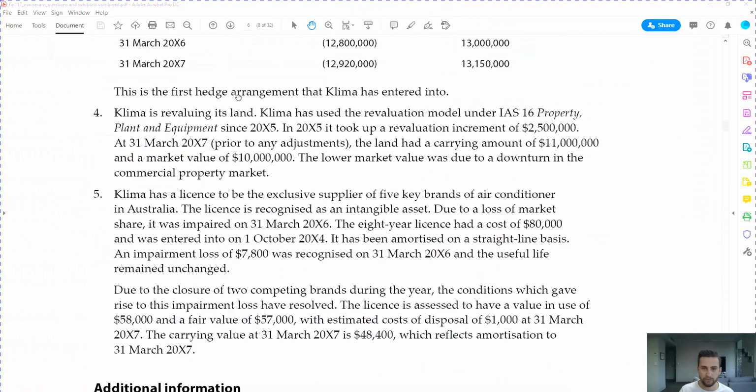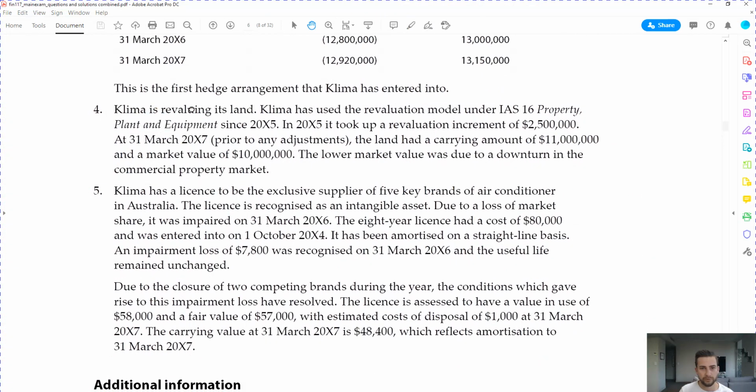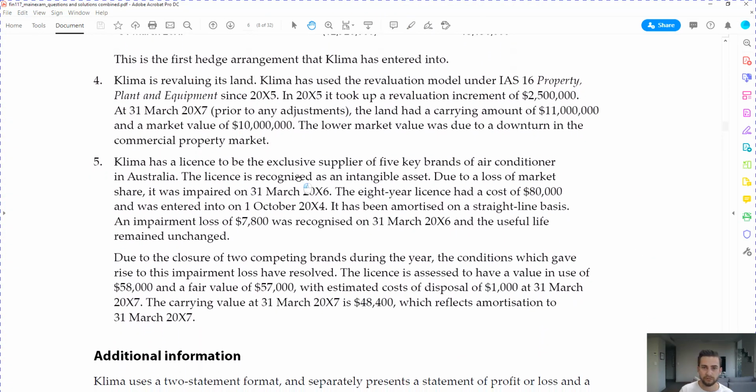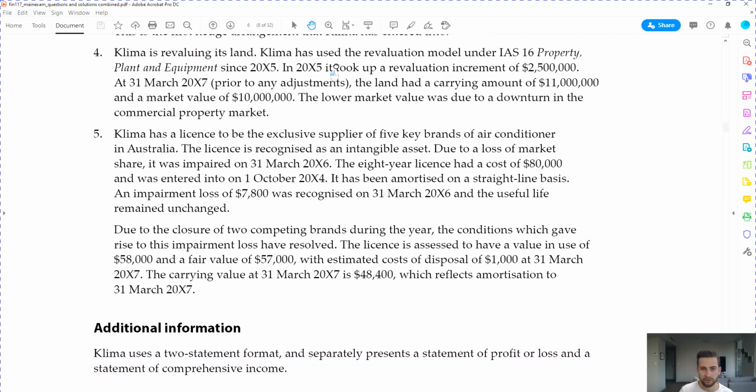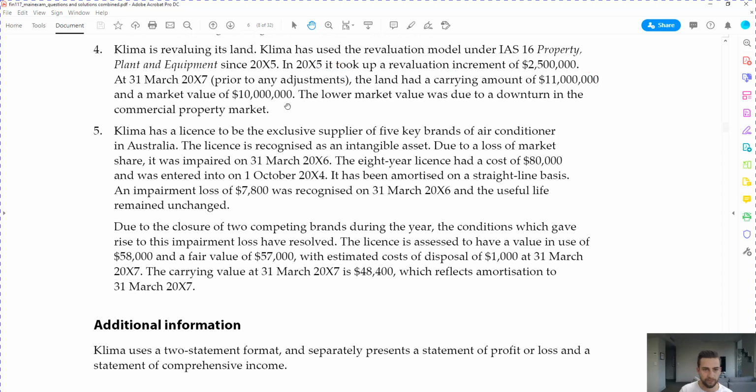Okay, so for part 4, Klima's revaluing their land. They've used the revaluation model in IAS 16 Property, Plant and Equipment. Two years ago, they took up a revaluation increment of $2.5 million. And then this year, at 31 March, the land has a carrying amount of 11 million and a market value of 10 million. The lower market value was due to the downturn in the commercial property market.